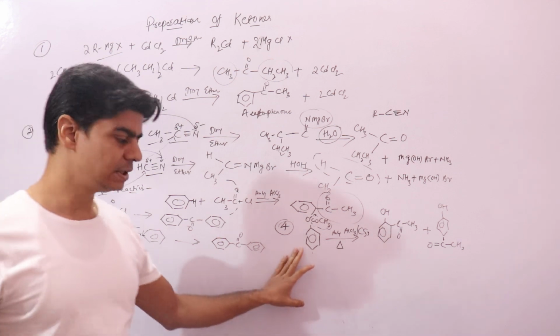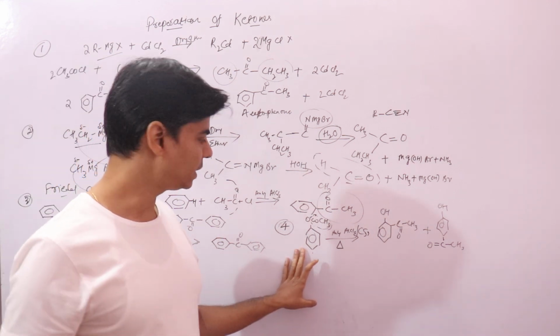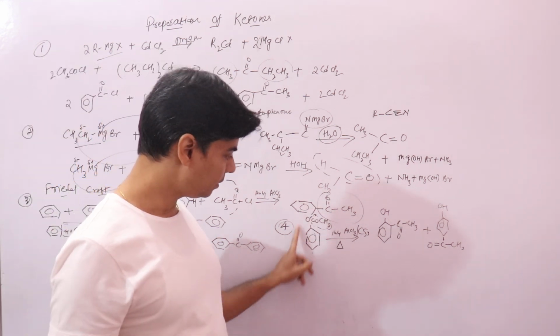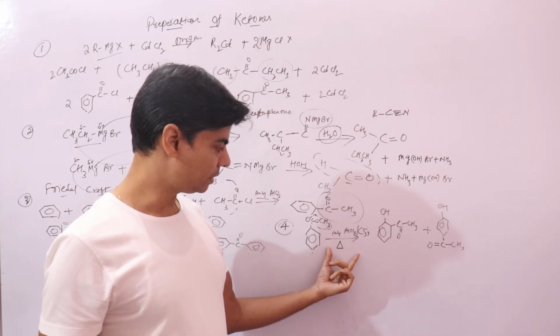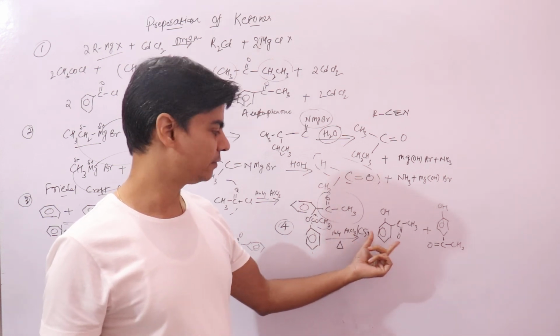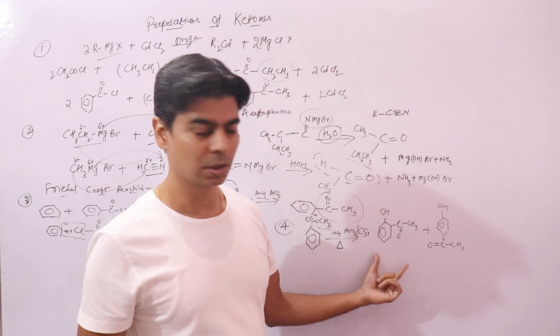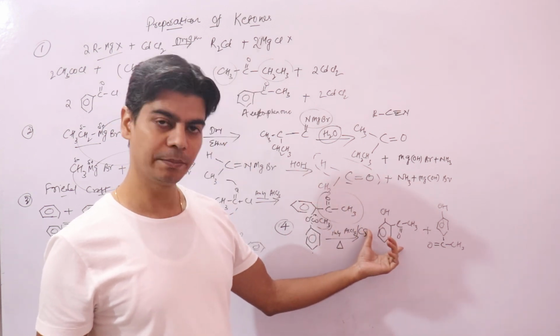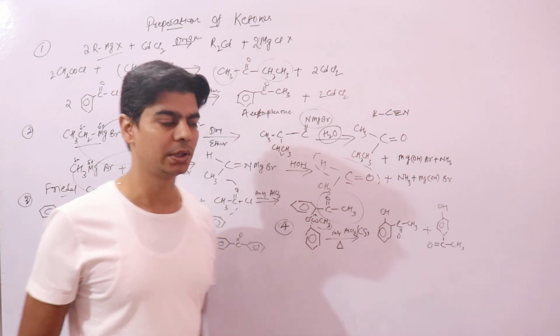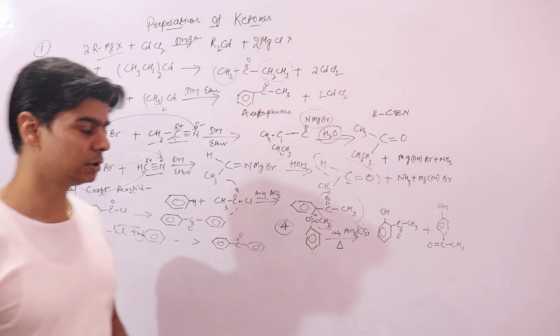Right? Then you have a Fries rearrangement, right? It's a rearrangement reaction where phenyl esters, in the presence of anhydrous aluminium chloride in carbon disulfide, will form ortho and para products. Ortho product is stable at higher temperature, whereas para product at lower temperature. Right? I hope all this is clear. Thanks.